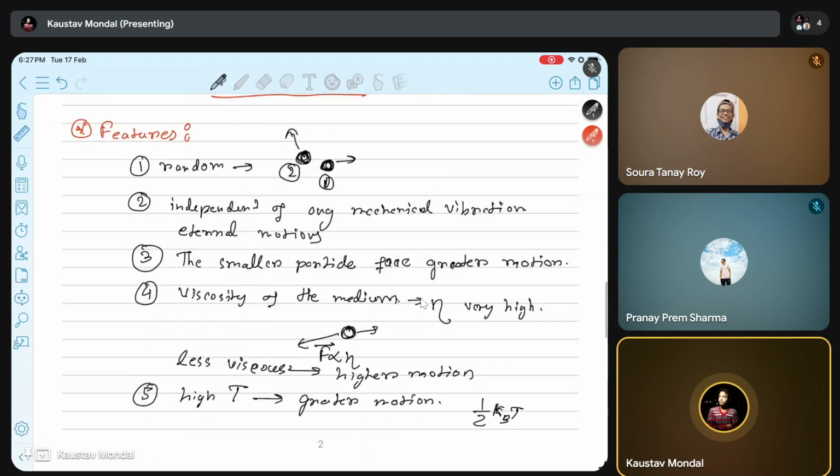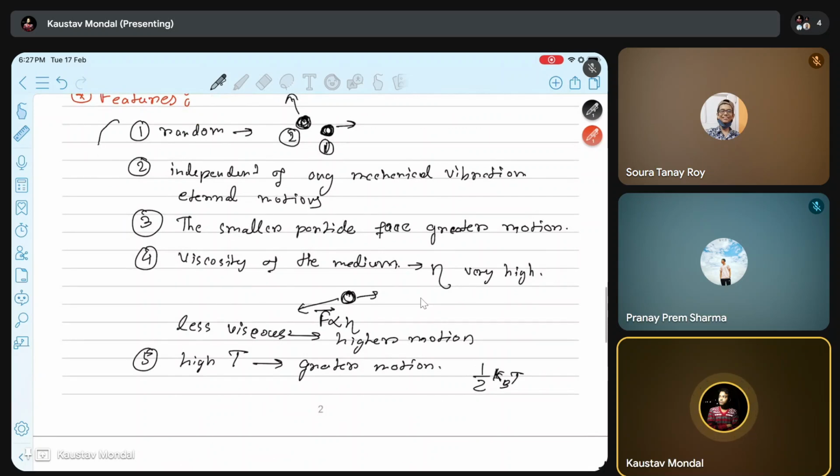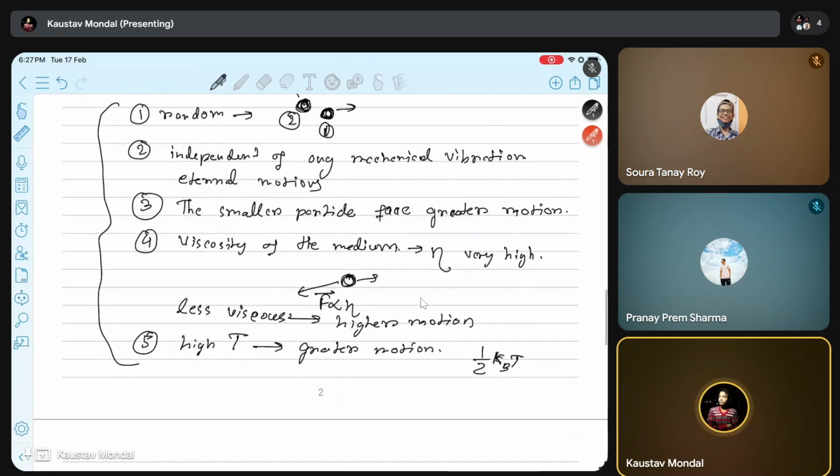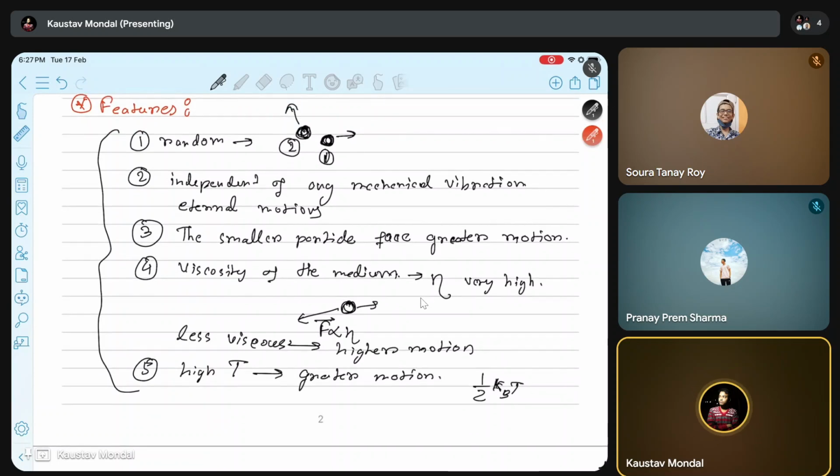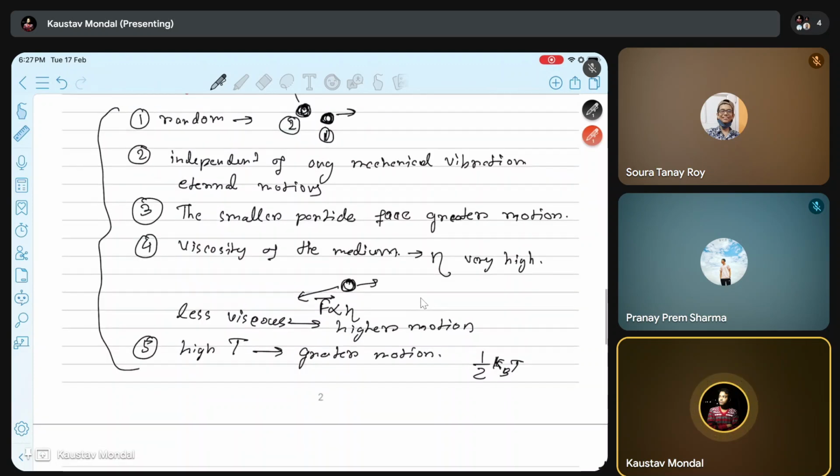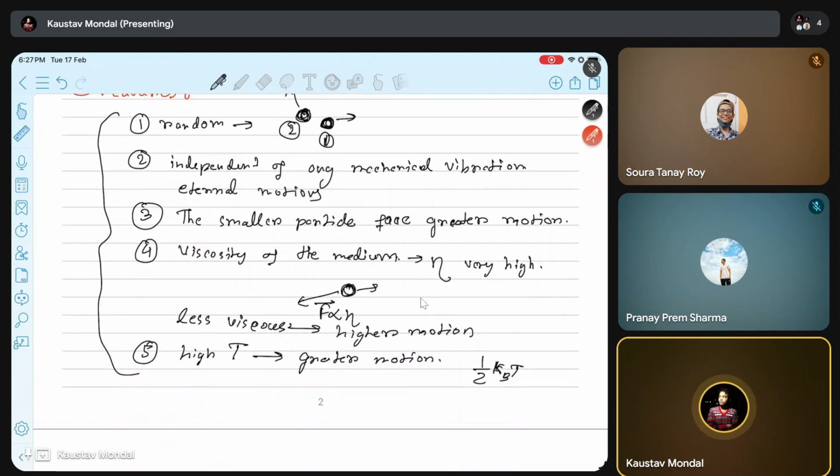So these are the five fundamental characteristics, or general features, of Brownian particles. Whenever you want to model these Brownian particles, you always have to keep these five properties in mind: temperature, viscosity, the size of the particle, and that the motion of the particle should always be random.